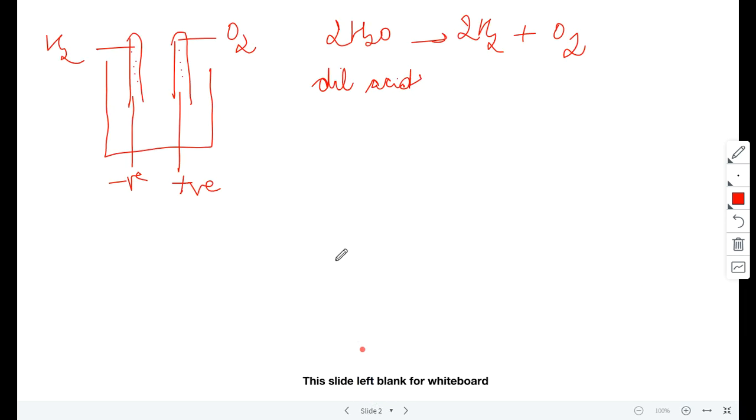Now the thing is, whenever you add acid to water, it will start giving the ions, right? H positive, OH negative ion. And we want ions only here. So a small amount of dilute acid is added to water before it is electrolyzed, so as to increase its conductivity, so that it can split up into the ions. You understood now? Yes. So it is that only.